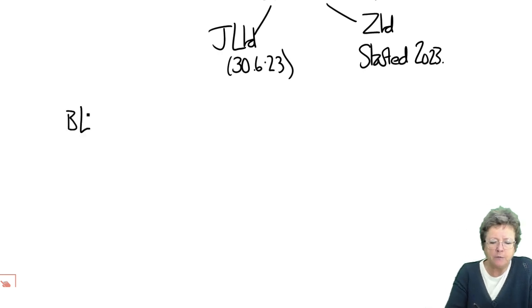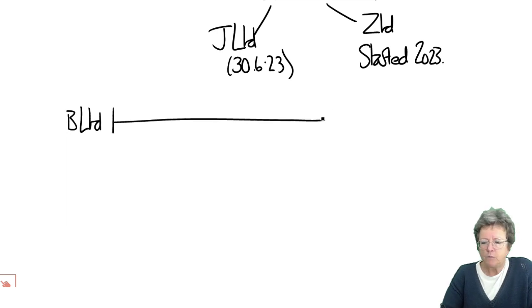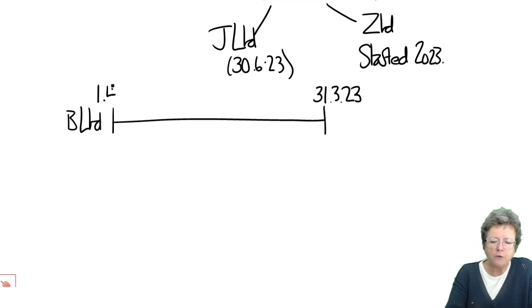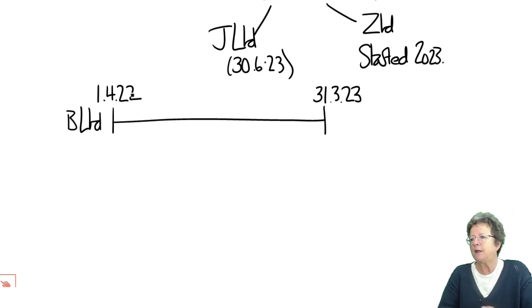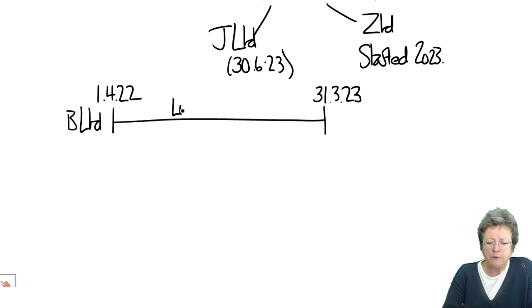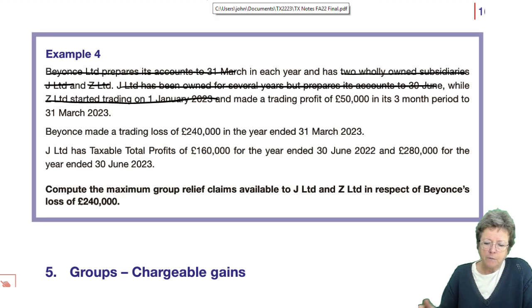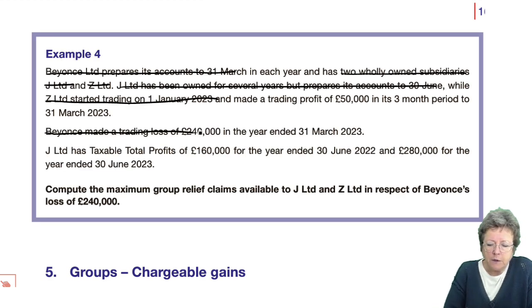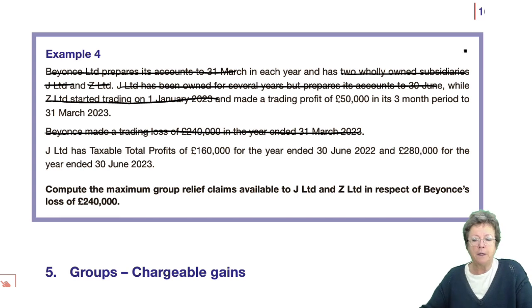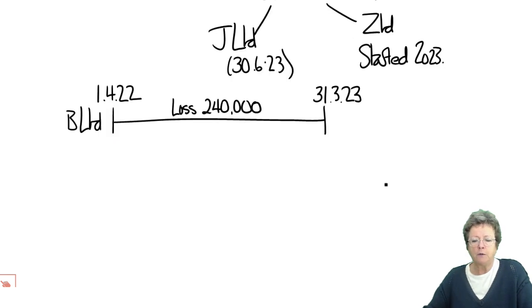We've got Beyonce Limited. The 31st of the 3rd, 23, which starts on the 1st of the 4th, 22. That's its period, and it's made a loss of £240,000. I'm going to go back to the question and get rid of that, because that information has also been put into our answer.